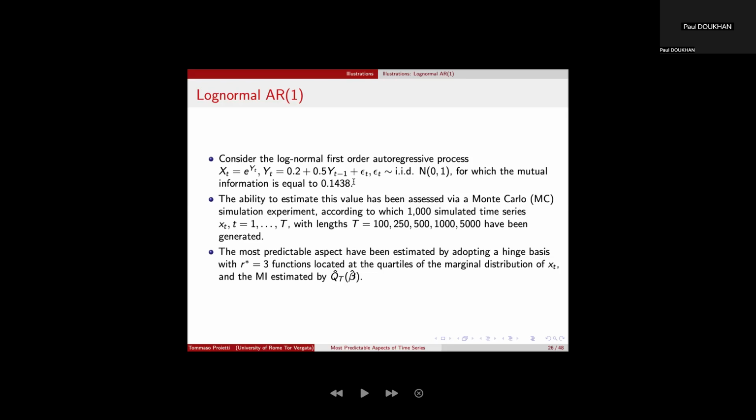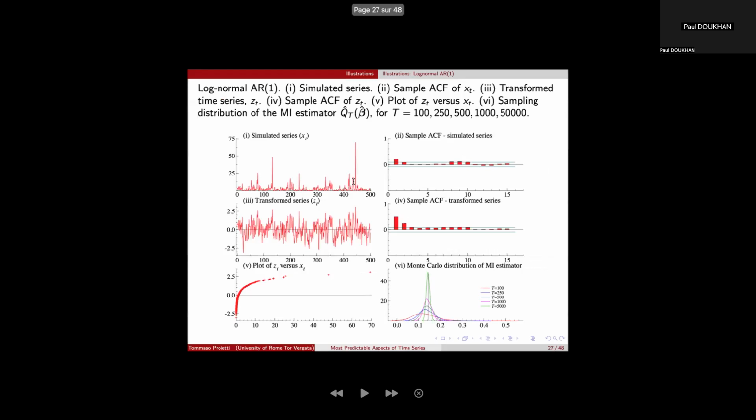I do this by a simulated Monte Carlo experiment. I sample 1,000 series from this process with sample size 100, 250, and so on and so forth. And then I work out my most predictable aspect by considering a set of basis functions. I select the hinge basis and see what happens.